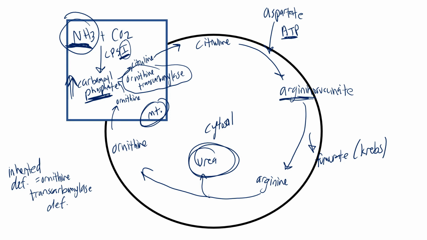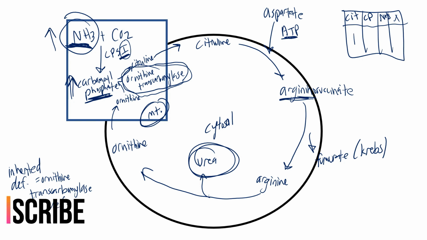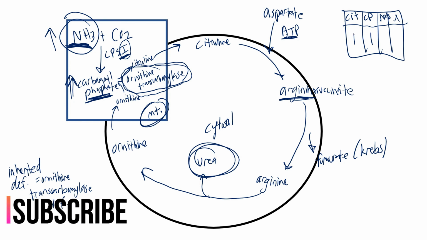So they're going to give you a question. They're going to describe a baby who has hyperammonemia, right? High levels of ammonia. And then they're going to tell you that this baby has been found after genetic testing to have a defect in ornithine transcarbamylase. What are the changes in all these substrates? What's going to go up? What's going to go down? And they'll give you a little chart. In one of the lines it'll be citrulline, this will be carbamoyl phosphate, this will be NH3, and then this will be whatever, we'll just say X. And they're going to ask, will it go up? Will it go down? For each one of these things.